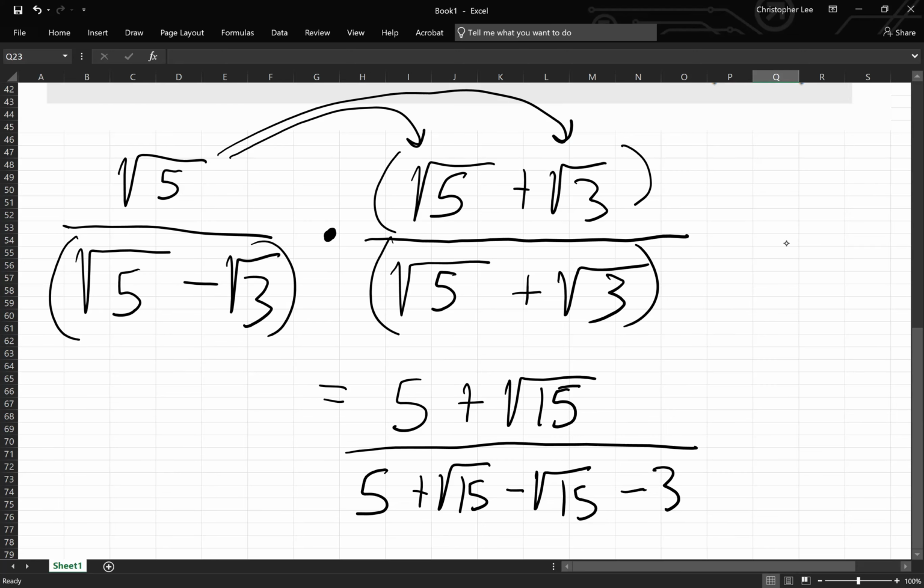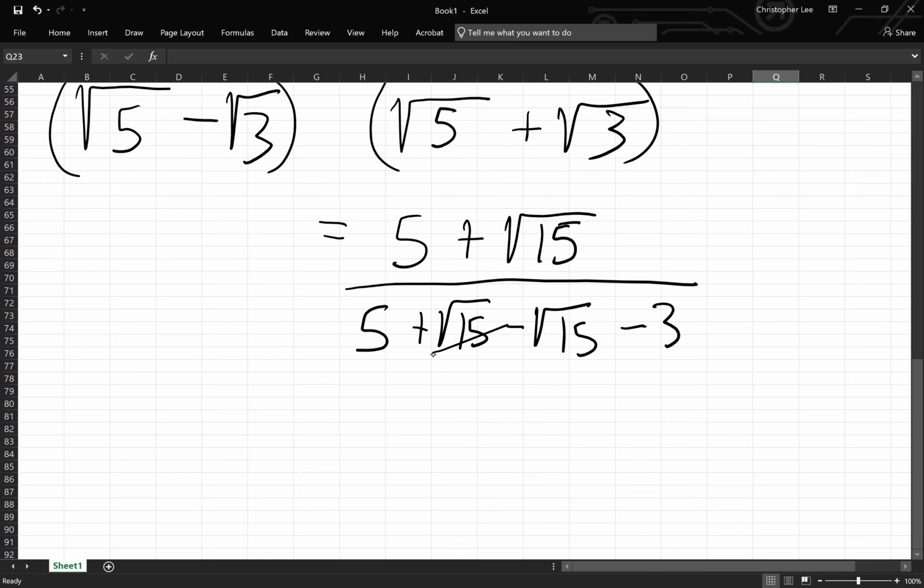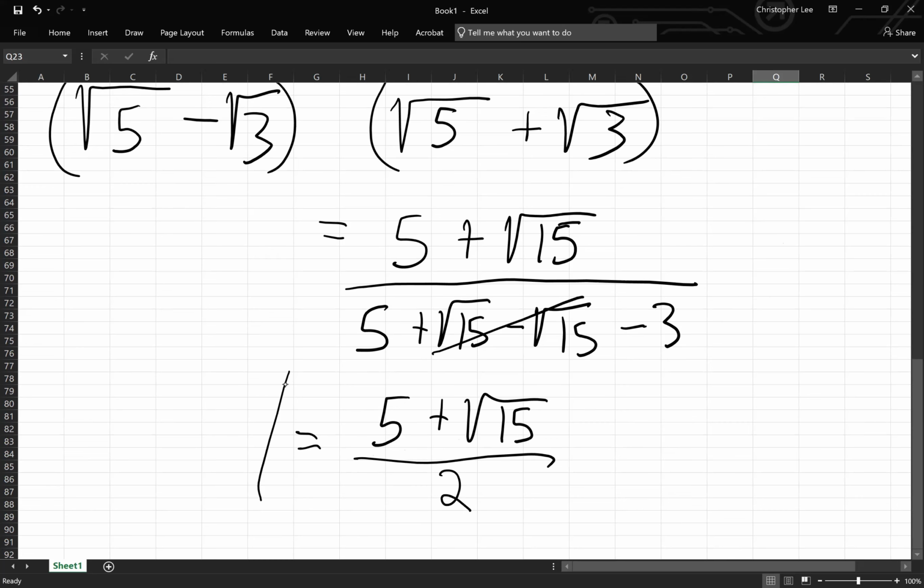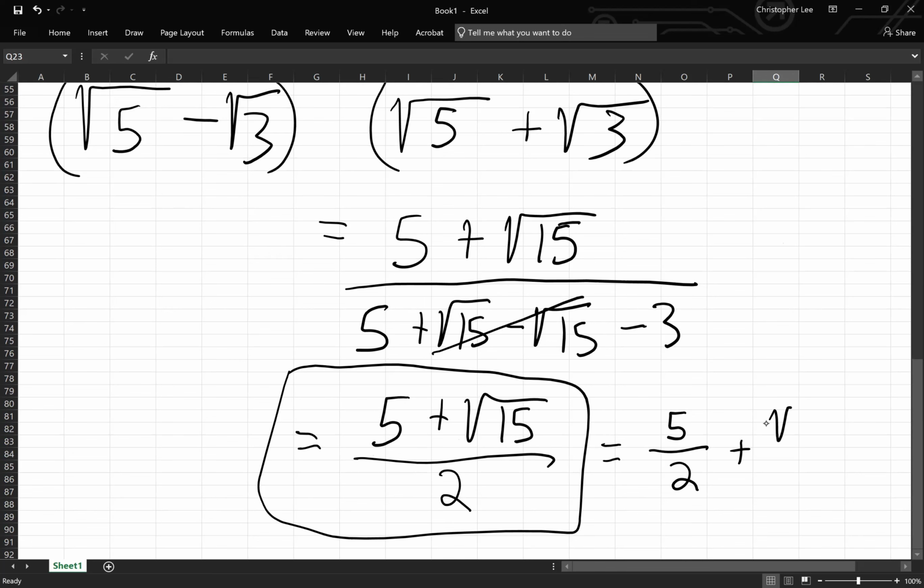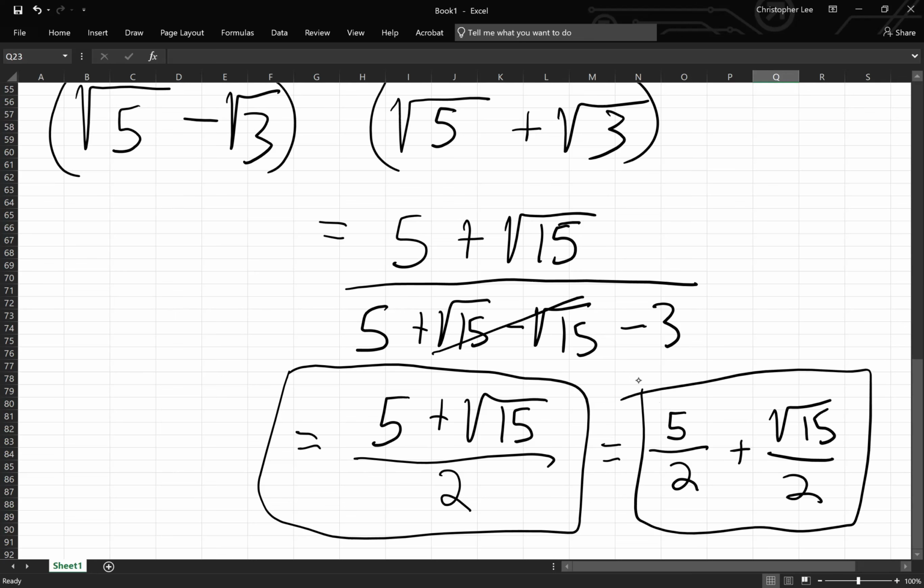Are there any questions on how I got this? Anybody? Well, let's combine like terms. So these will cancel. So I will have just what? 5 plus square root 15 over 5 minus 3, 2. So I would accept this as an answer. But technically speaking, you could break this apart if you wanted to, and say 5 over 2 plus square root 15 over 2, and I would accept this answer as well. So whichever one is easier for you, no pressure.